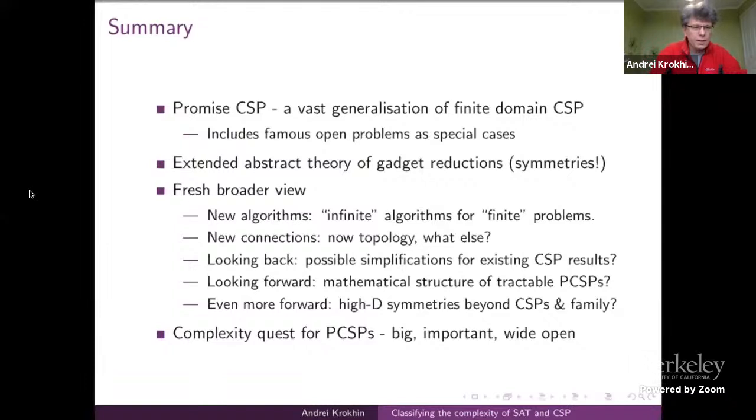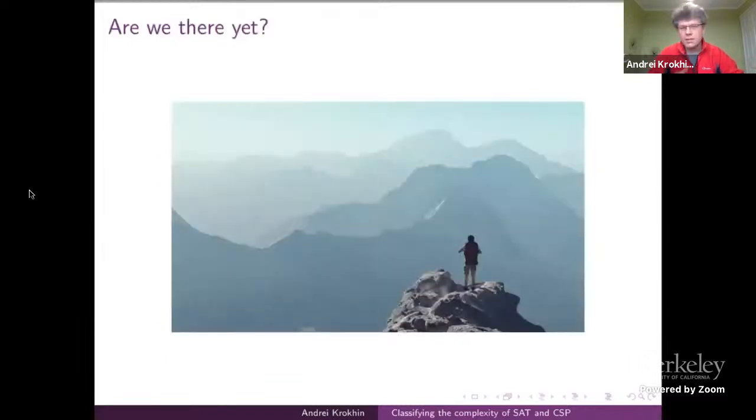So there's a question in the chat to explain the relation to topology. So maybe let me finish, and then I'll explain it. So to wrap up, this complexity quest for PCSPs, it's big, important, and wide open. And I asked this question in the beginning of my talk, are we there yet? And I believe the answer looks more or less like this. We conquered a mountain, but we found a range of even higher and more interesting mountains. So this is where we are at the moment.